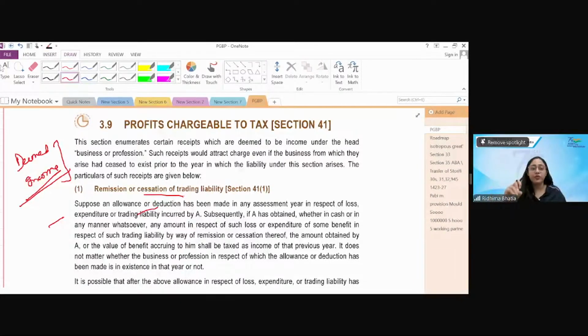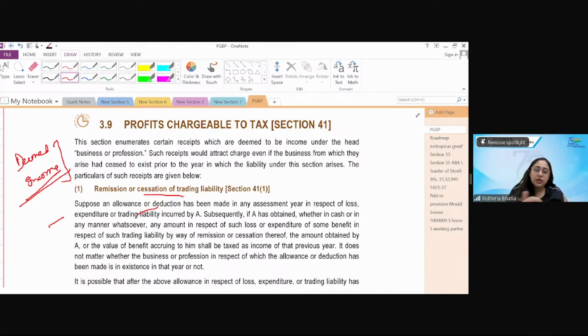But the important thing you have to remember is that in relation to those aspects, at least you have taken a deduction earlier in your P&L account. Then only will you reverse it back. No matter if the business is closed, you are not counting it. If the trading liability is not to be paid, then it has to be reversed back and treated as income. Suppose I've claimed electricity expenditure of 20,000 rupees as deduction, but now I do not have to pay that 20,000 rupees. So that would be treated as deemed income. This can come as your adjustment in a big question.